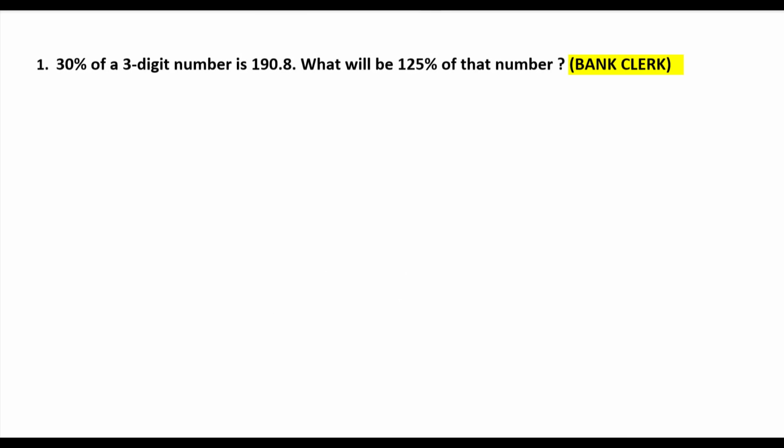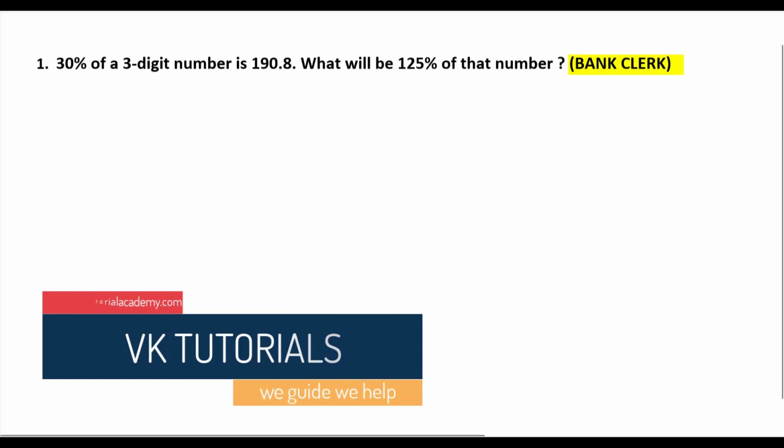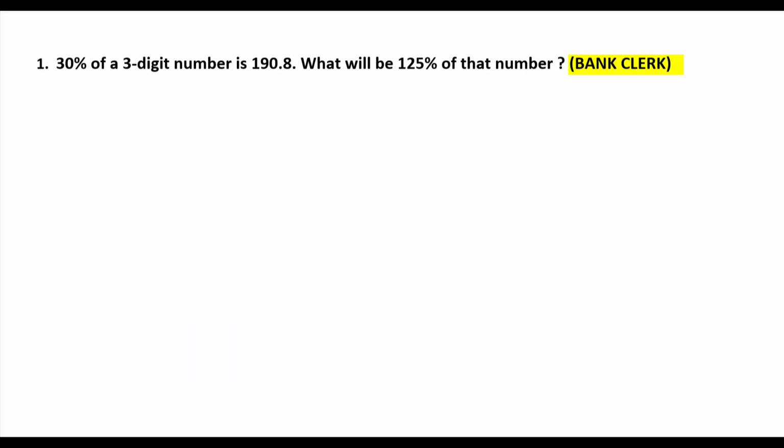The first question is 30% of a 3-digit number is 190.8. What will be 125% of that number? This question was given in bank clerk exam. So let's solve by using our tricks. Here 30% of a 3-digit number. Let that 3-digit number be some x. 30% of x is equal to 190.8.